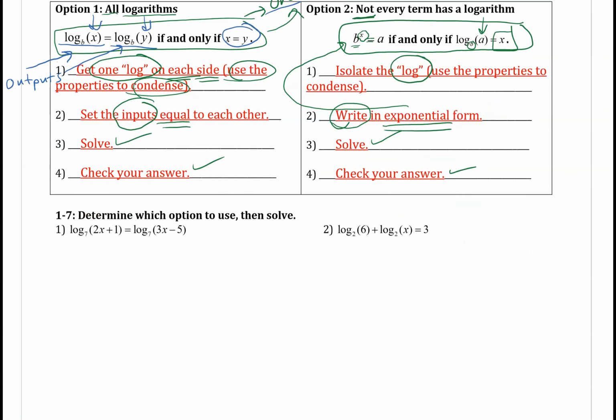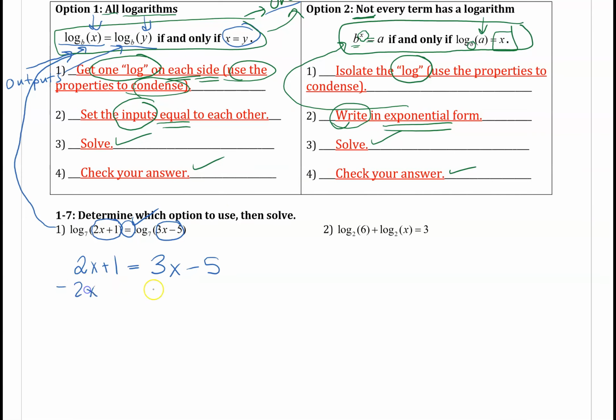So in number 1, I have a situation that matches option 1, where each expression in the equation contains a log. In fact, it already looks like it's in this format. Log base 7 of something equals log base 7 of something else. The only way that that would make sense is if those inside pieces are equal to each other. So I already have one log on each side. I'm just going to go straight to the step where we take those inputs and say those must be the same. That's the only way that this could be equal.